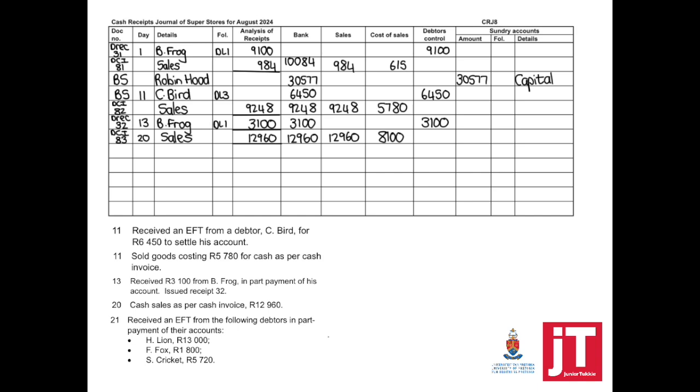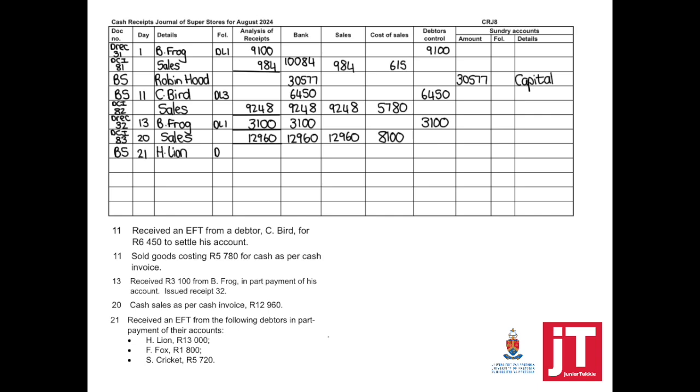On day 21, received an EFT from the following debtors in part payment of their accounts. H. Lion, 13,000, Fox, 1,800, and Cricket, 5,720. You cannot add them together. Think about it. How are you going to take it to the individual's account if everything is added? Where are we going to allocate this to show that they owe us less money if we add them together? So this must be shown separately.